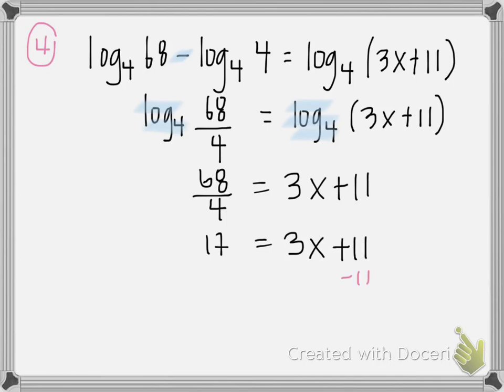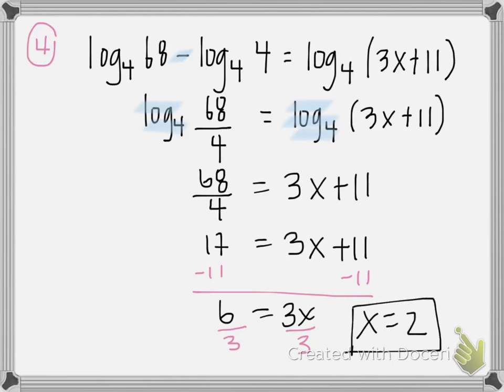So subtract 11. So that's going to be 6 is equal to 3x. Divide both sides by 3. So x is going to be equal to 2. Just go back in there and make sure. So 3 times 2 plus 11, and we are good. Okay? All right, I'll do one more.